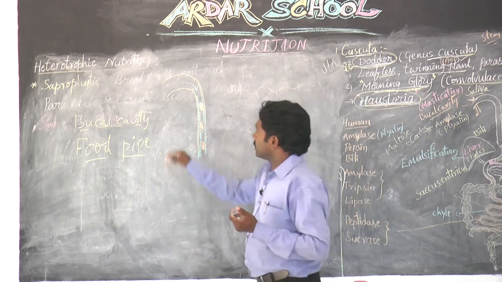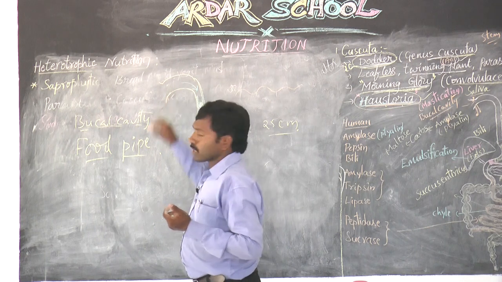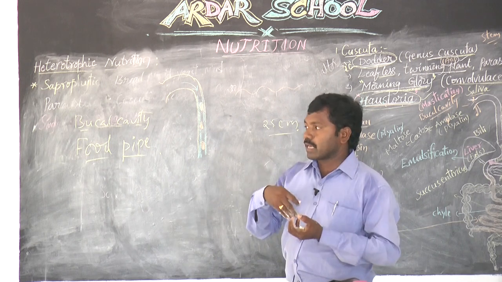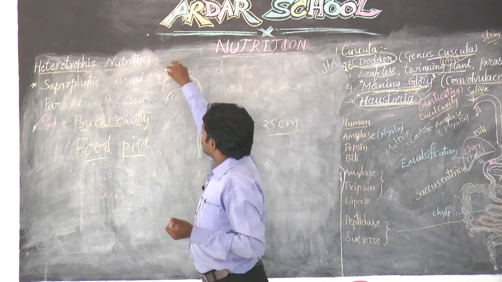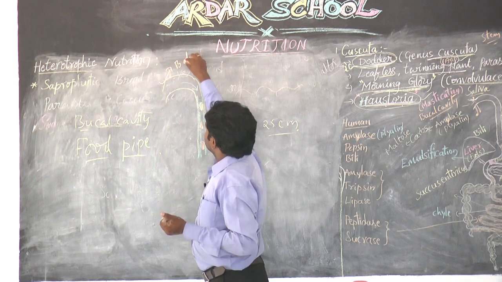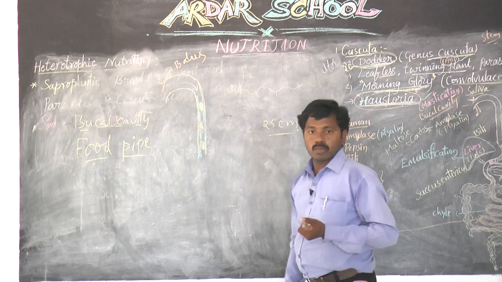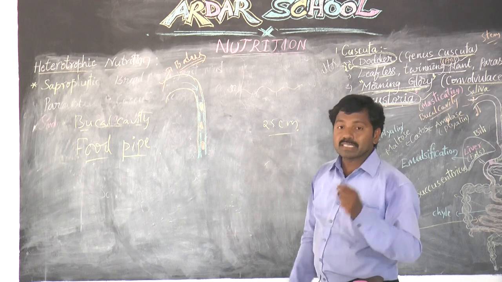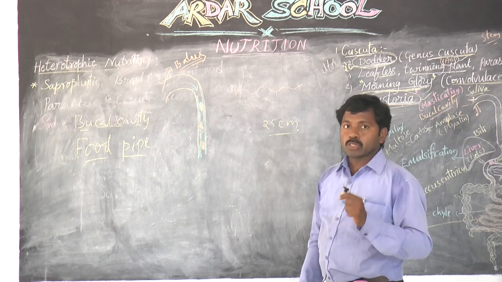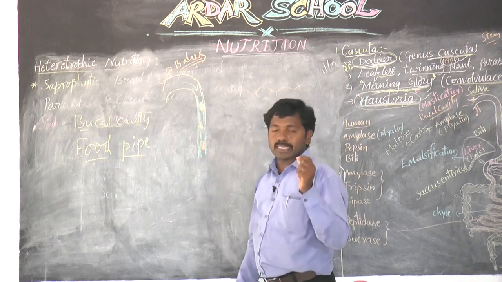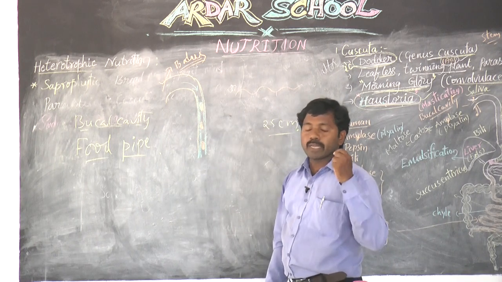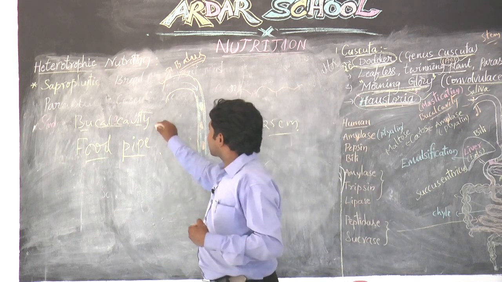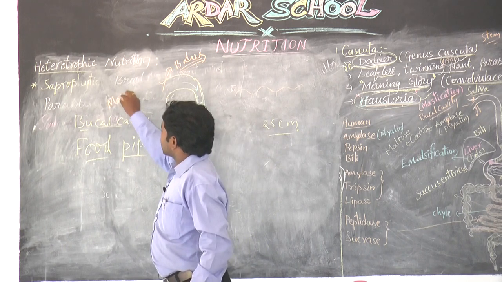Listen children, in the buccal cavity, when food is broken down, crushed, and then mixed with the saliva, this food material is called the bolus. In the buccal cavity, the food is called the bolus. That is a semi-solid. That process is called mastication. The breakdown of the complex food material into simple material is called mastication.